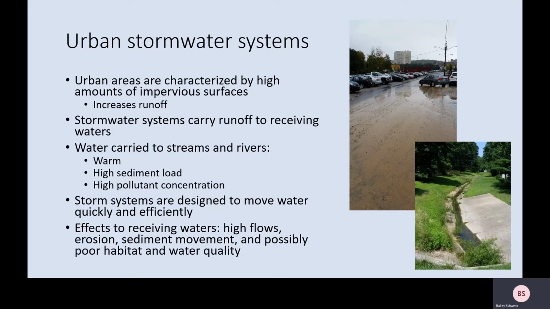So stormwater systems carry the urban runoff to receiving waters, and the water carried is detrimental to streams and rivers because it is warm, has a high sediment load, and has a high pollutant concentration. Stormwater systems are designed to move water quickly and efficiently. This causes many issues, including high flow, erosion, sediment movement, and a reduction in habitat and water quality.